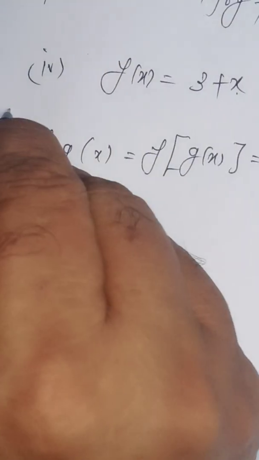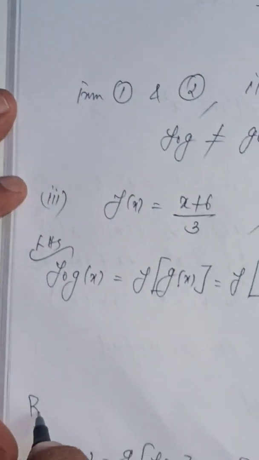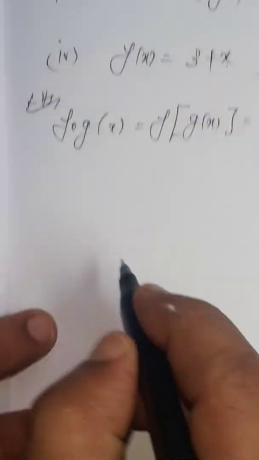Now RHS. This is LHS. Even in subdivision number 4 you have to write LHS, RHS. This is LHS, now RHS.